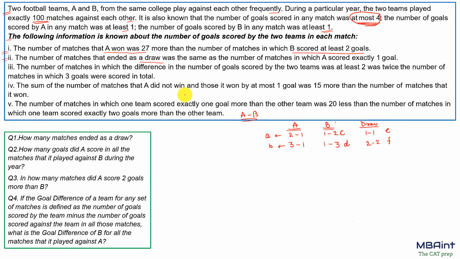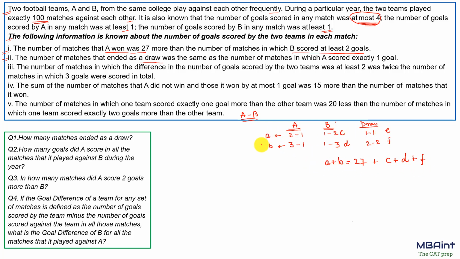So according to the first equation, or the first information, what equation can we write? The equation that we can write is that A won. So A plus B was 27 more than the number of matches in which B scored at least 2 goals. So 27 plus C plus D plus F, right? Because in this case, in fact, B is scoring 2 goals, right? So this is one equation.